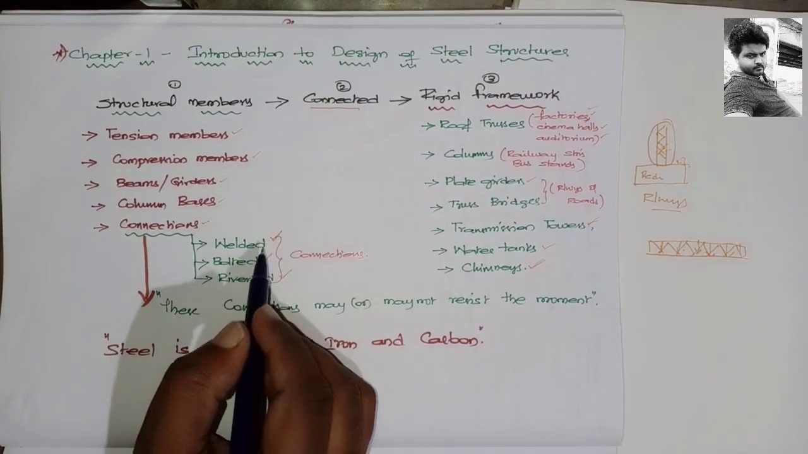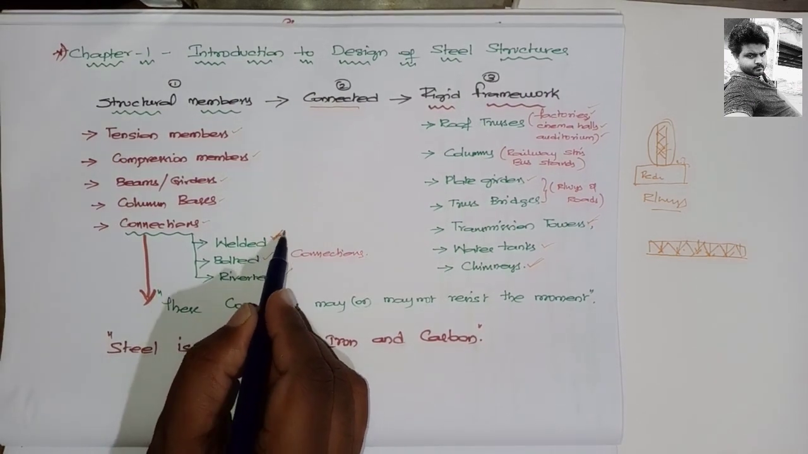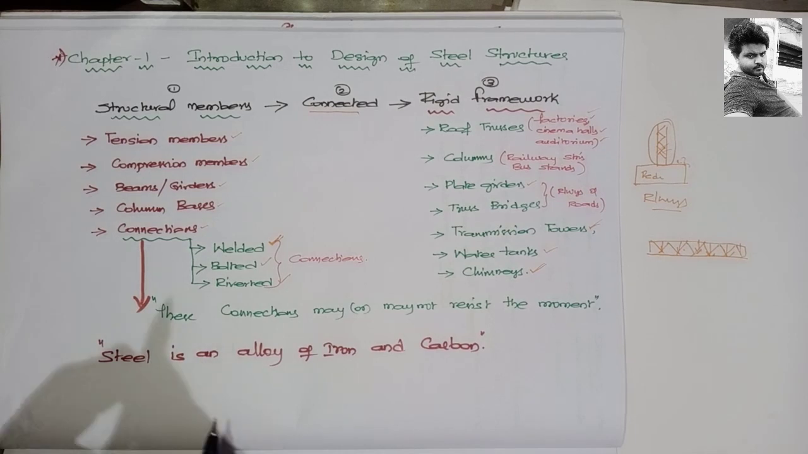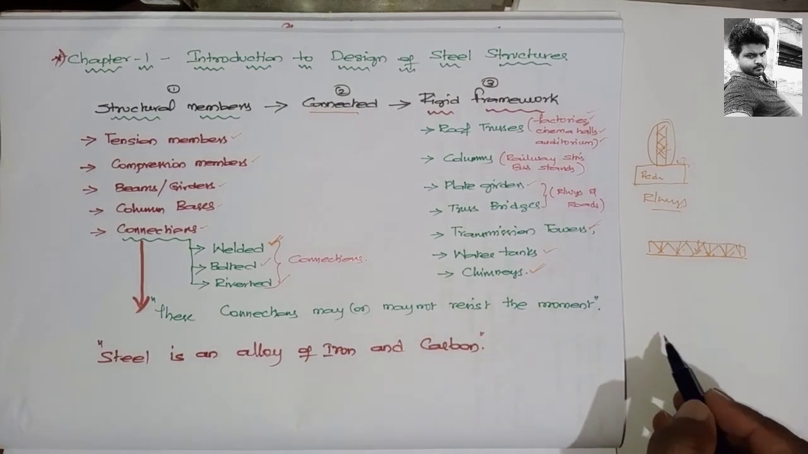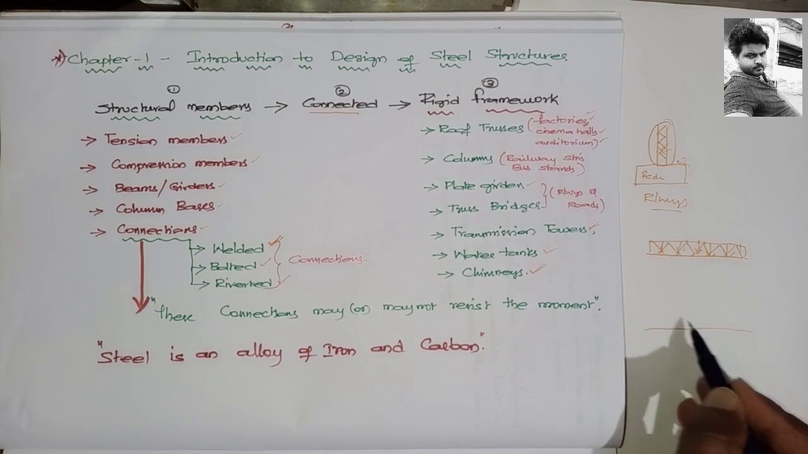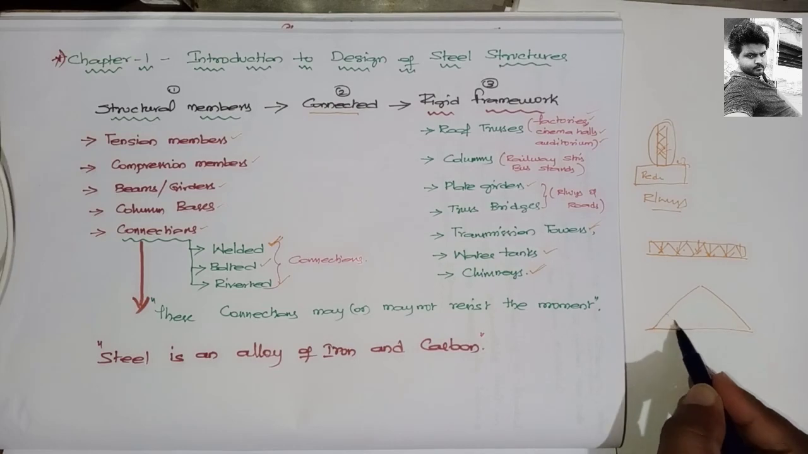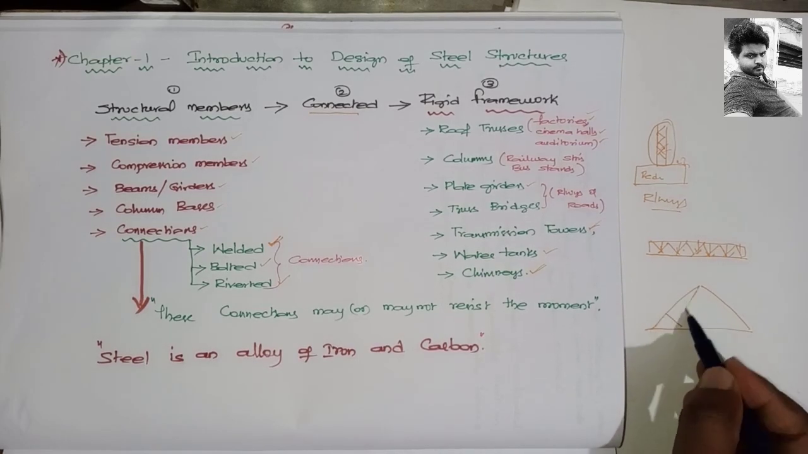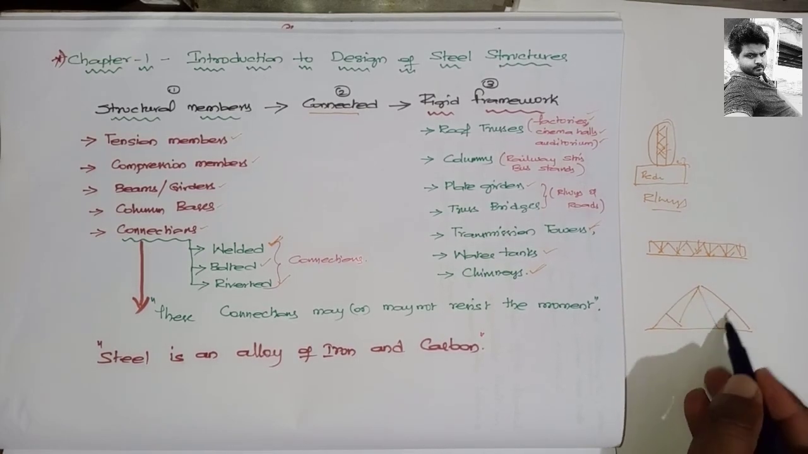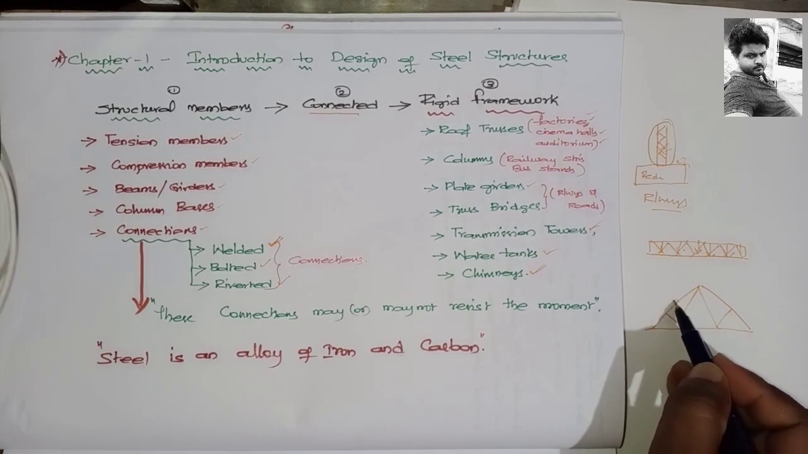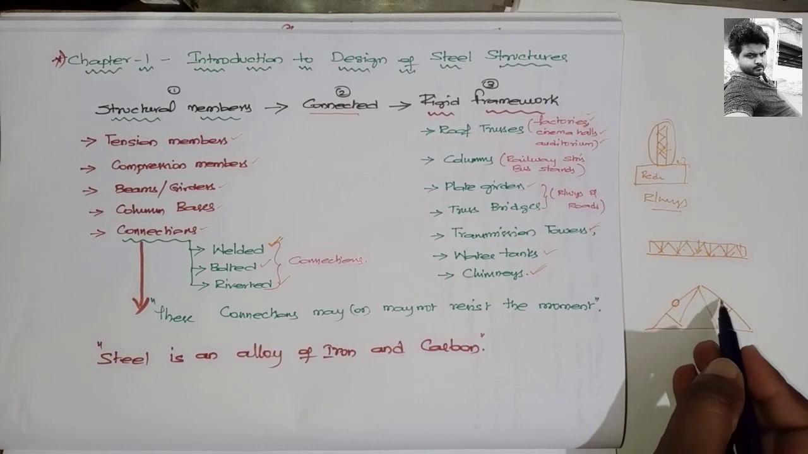And so, as per our syllabus, we have welded connections. Now, generally, a connection is nothing but something we make at some joints. Suppose I take a truss here, you will have different members. We'll see this in the last topic of this subject, that is roof trusses.